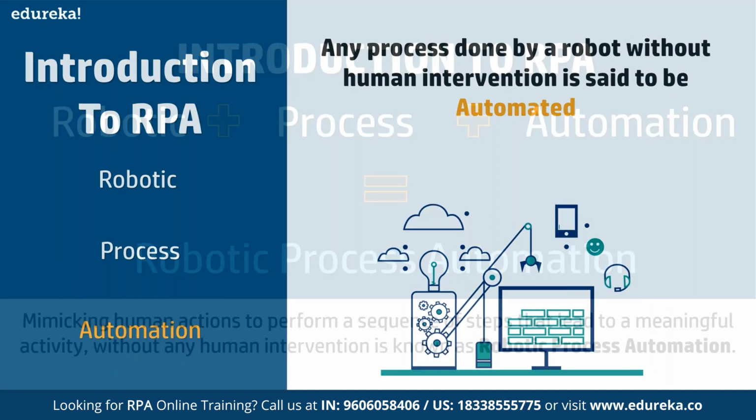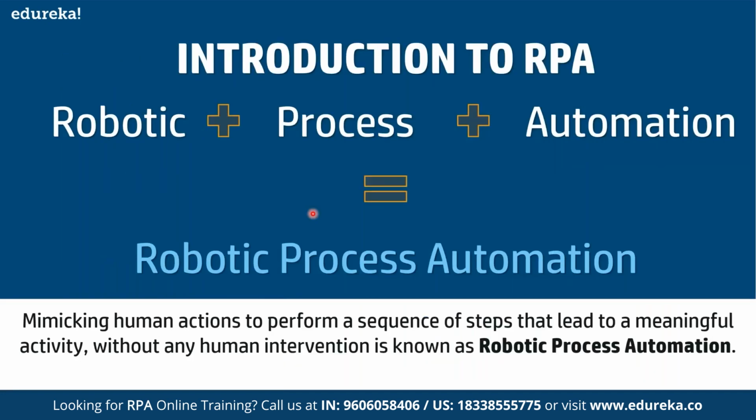So in RPA, using software components, the software is able to mimic human actions, and using those actions we are able to perform automation without requiring any human intervention. So this is what RPA is in all. This is how we work with robotic process automation.